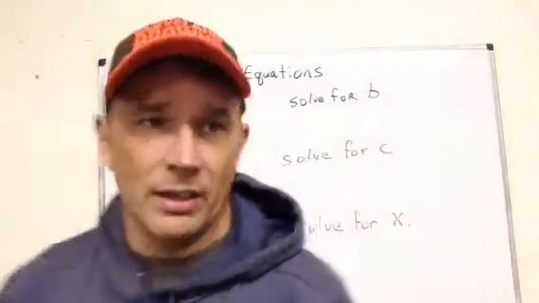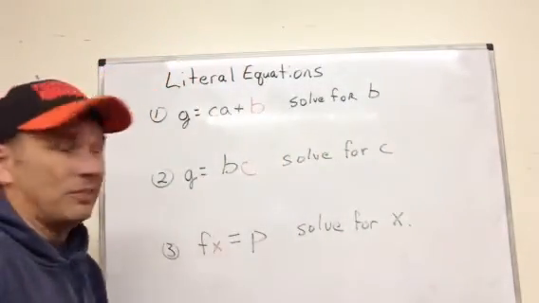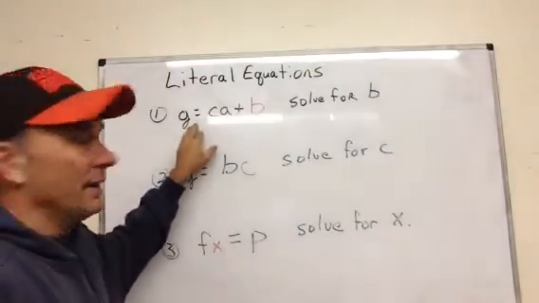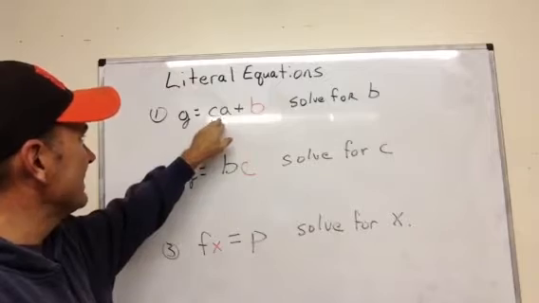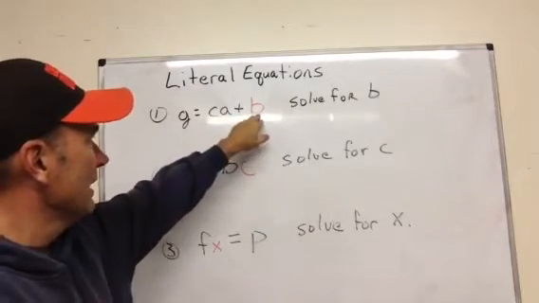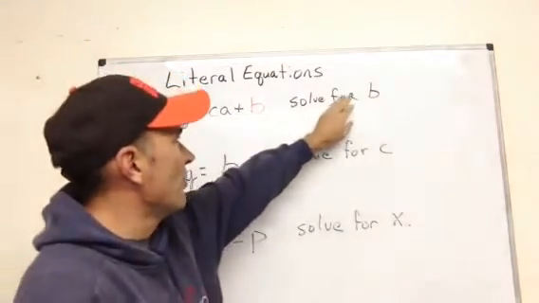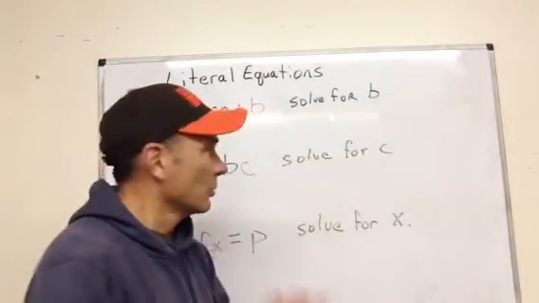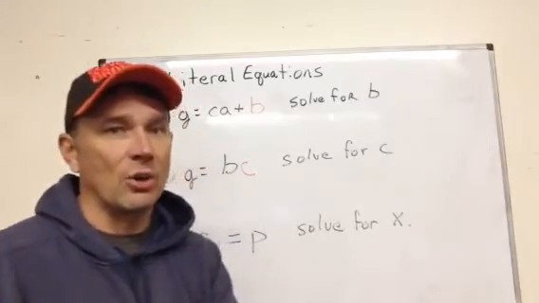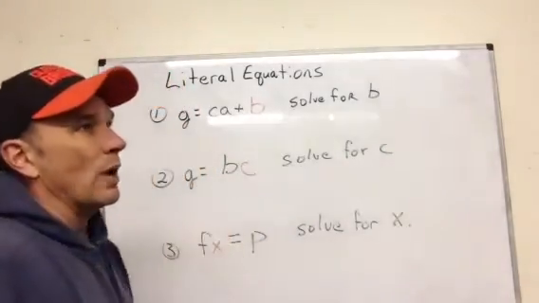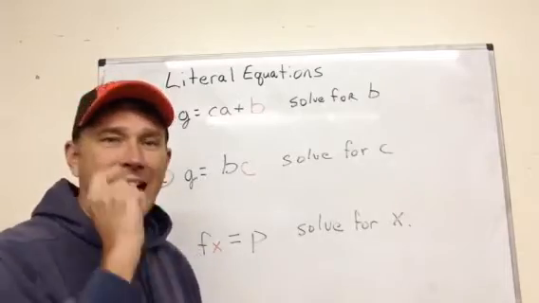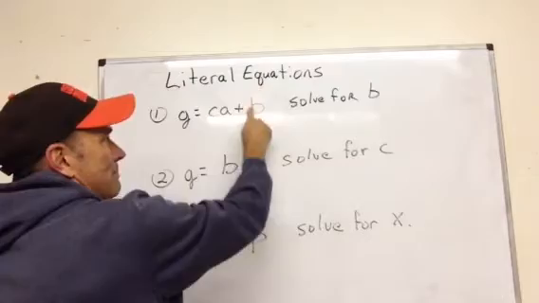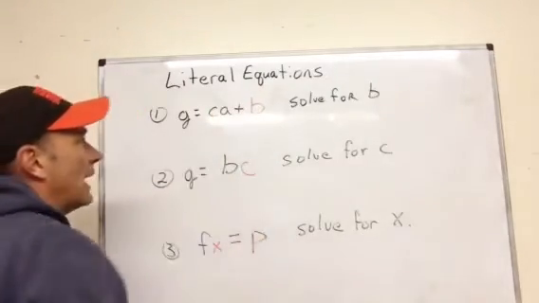So to start with, the best way to do this is just to look at different problems. The first problem is G equals CA plus B. I want us to solve for B, which means I want to get B all by itself. So it's B equals something. That's our goal. When you have these problems, it's a great idea to highlight that variable. With this, I made my B in red. The rest of it's in black.